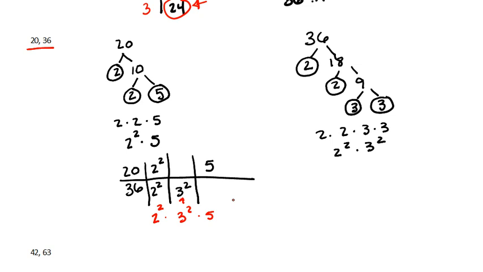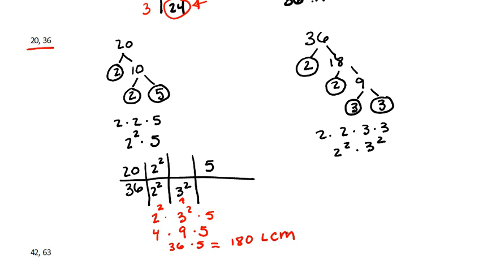Now, let's look at this. This is 4, 9, and 5. 4 times 9 is 36, times 5 gives me 180, which is the least common multiple for 20 and 36.